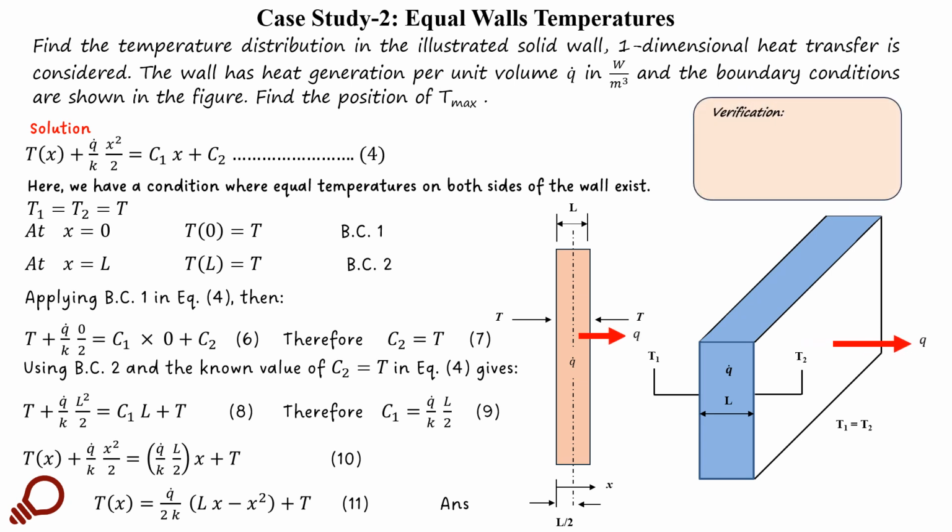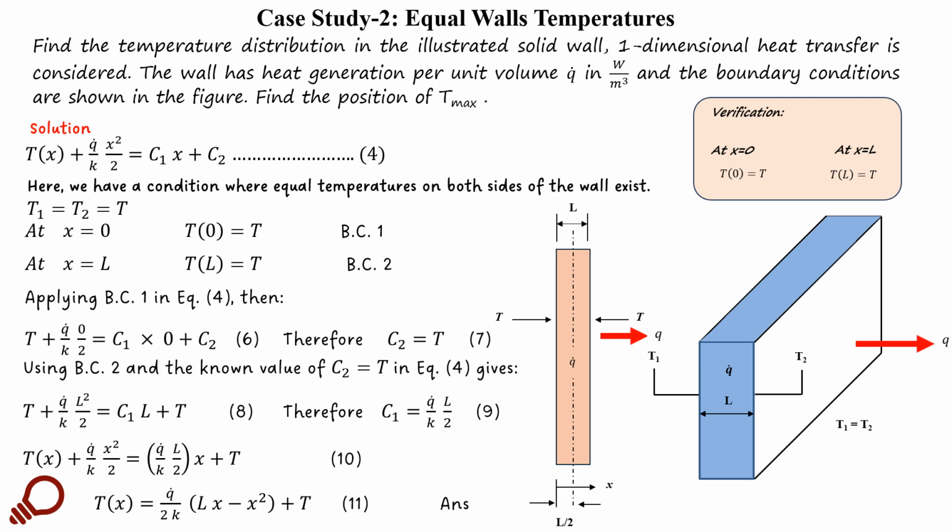How can we verify this form? If we substitute x equal to 0 in equation number 11, then the temperature T at 0 equal to T. And similarly, if we substitute x equal to L in equation 11, then we will get the temperature T at L equal to T. Then equation 11 is correct and right to represent the form of temperature distribution.